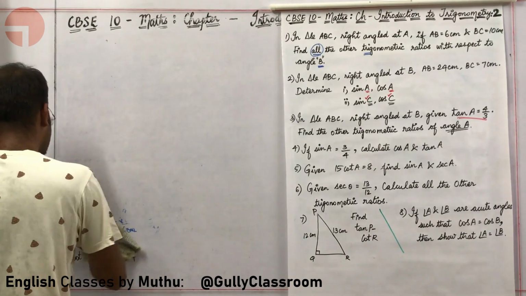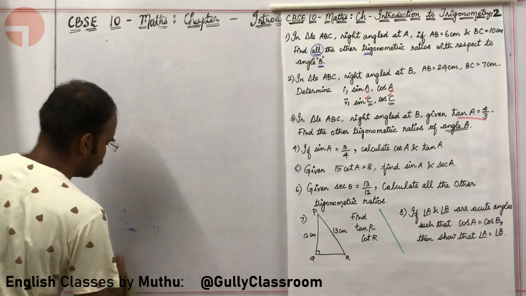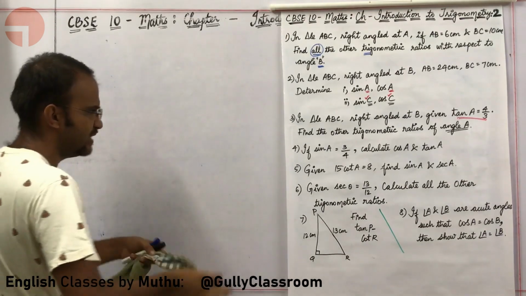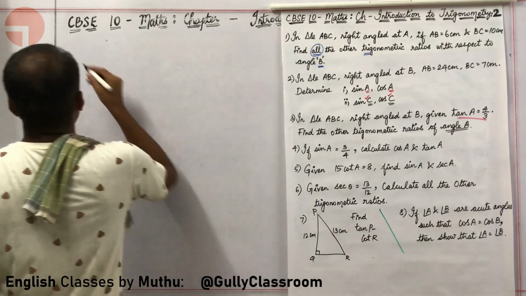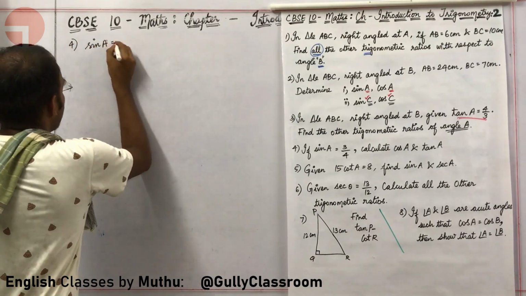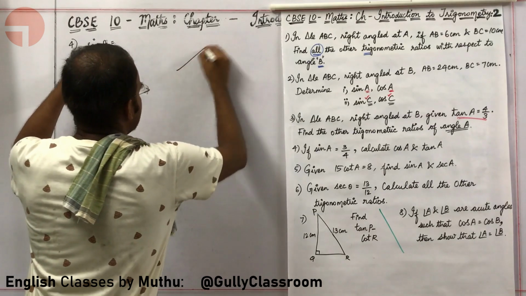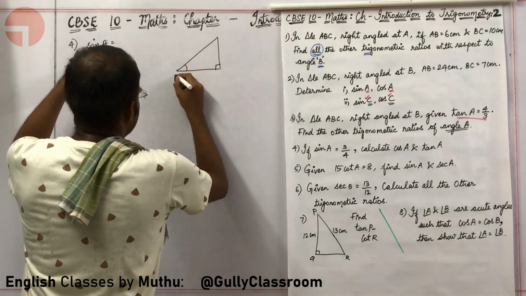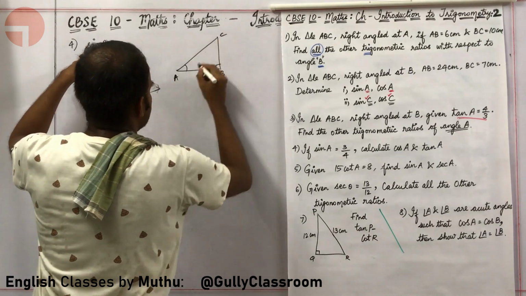But while rubbing the board, why don't you recall the sin A formula, sir? Because here it is given sin A in the fourth problem. Do recall the formula. Absolutely. Let us take sin A. What is sin A in this particular triangle? Let us take this to be A, this to be B, this to be C.